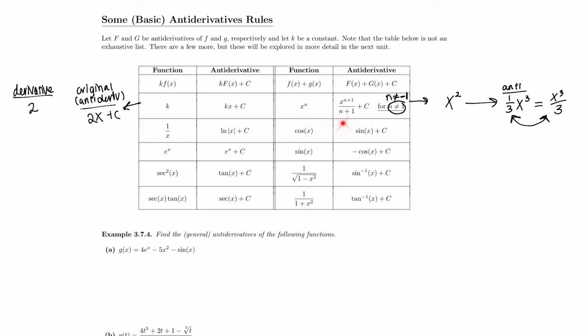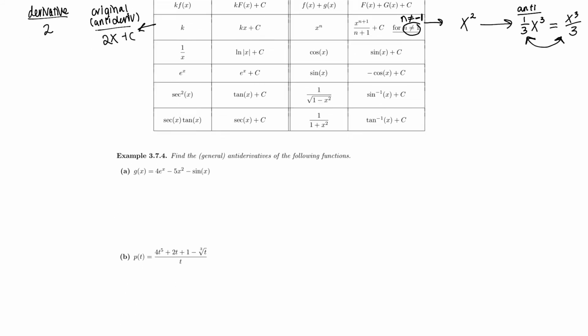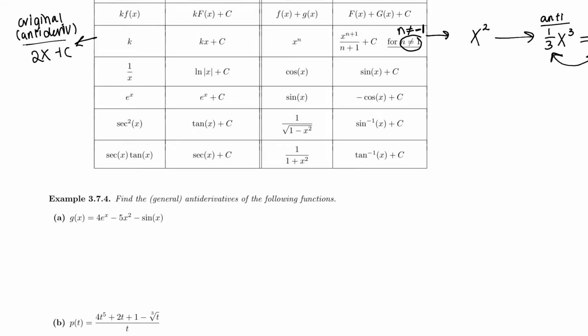The other hard one to remember: you may have gotten used to sine's derivative being positive and cosine's derivative being negative. Now they get swapped. So in the reverse direction, cosine's antiderivative is positive and sine's antiderivative is negative. That one takes some getting used to. So let's go down here and work on some of these problems.